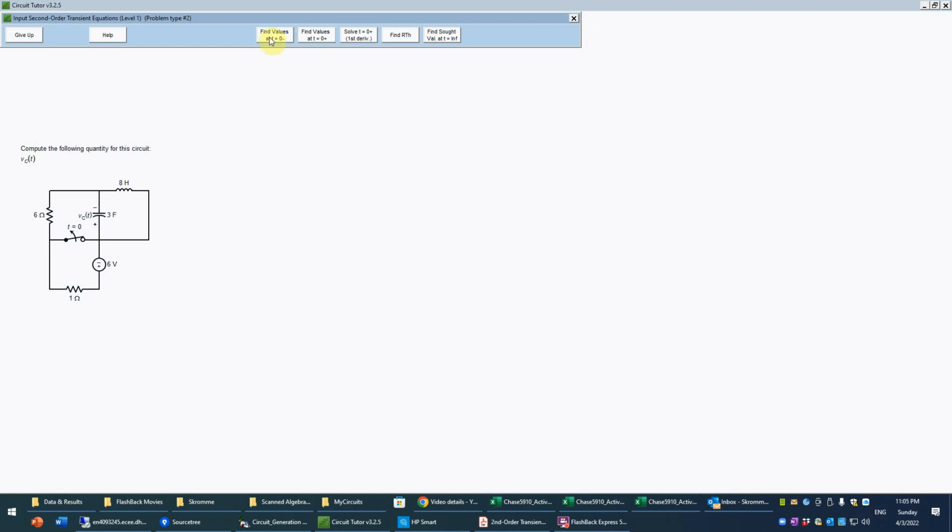So let's begin. This type of calculation requires 5 different types of calculation at different moments in time, starting at 0 minus, just before the switch is thrown, 0 plus just afterwards. Then we're going to have to do the first derivative circuit right after opening the switch. We're going to have to find our Thevenin seen from the terminals of the parallel inductor and capacitor, and finally the sought value of the capacitor voltage at infinity. So let's get started, and generally we want to go in chronological order here from left to right. So start at 0 minus.